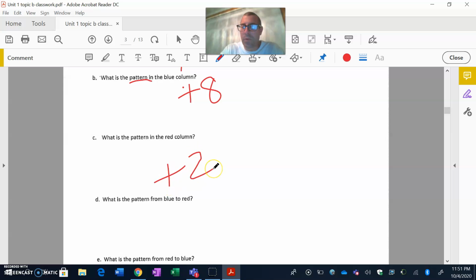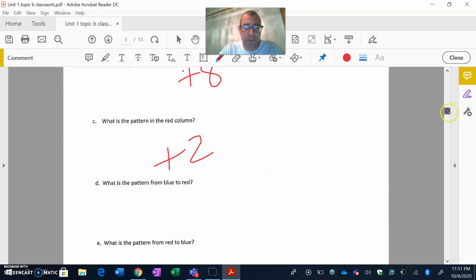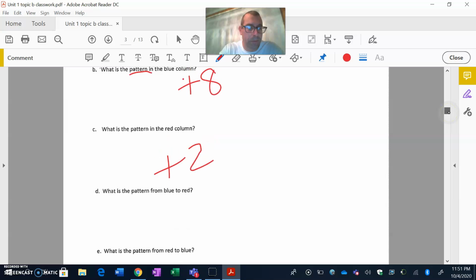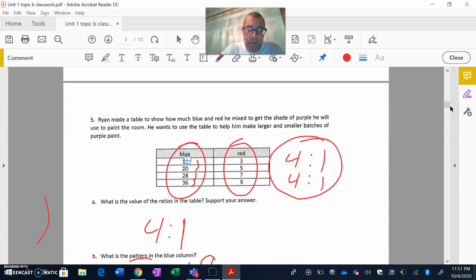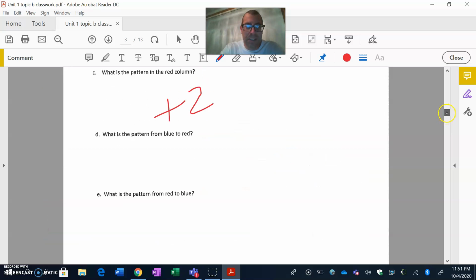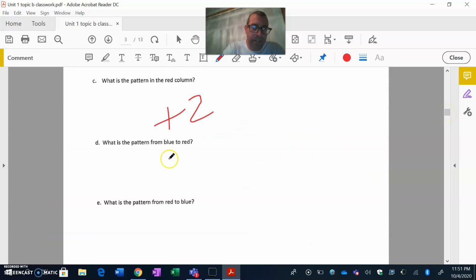Now what we want you to notice is we're jumping from left to right. So what's the pattern from the blue to the red? If we go from the blue side to the red side, so a 12 to a 3, a 20 to a 5, a 28 to a 7, what are you doing every single time? And by the way, it needs to be the same. So each time you are dividing by 4. Yes, we are dividing by a 4.